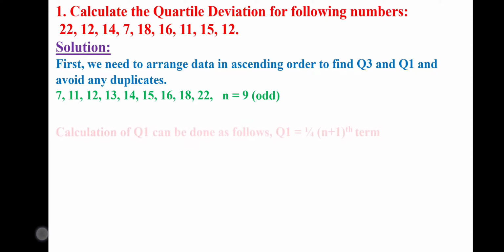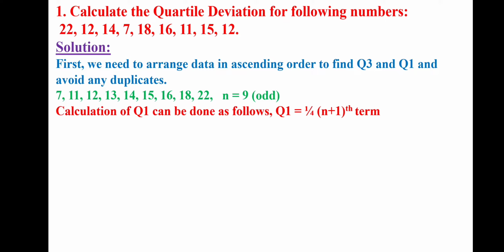So the formula is Q1 equal to 1/4 of the (n plus 1)th term. We know very well it is an odd number, so n plus 1, there will be 2 divided by 2 used. Here 4, because of the 1/4 value, or we can say first quartile, Q1. Q1 equal to 1/4 of the (n plus 1)th term. Q3 means 3/4 of the (n plus 1)th term.